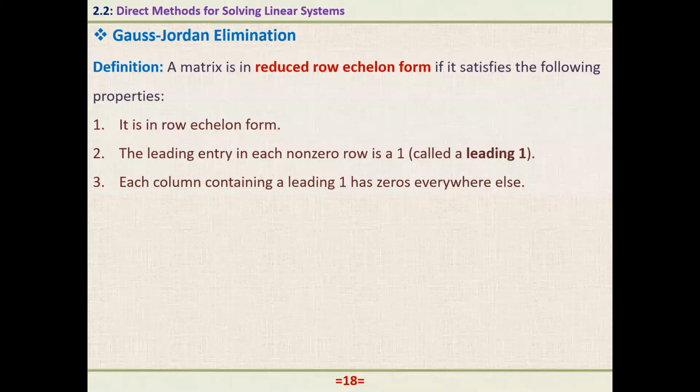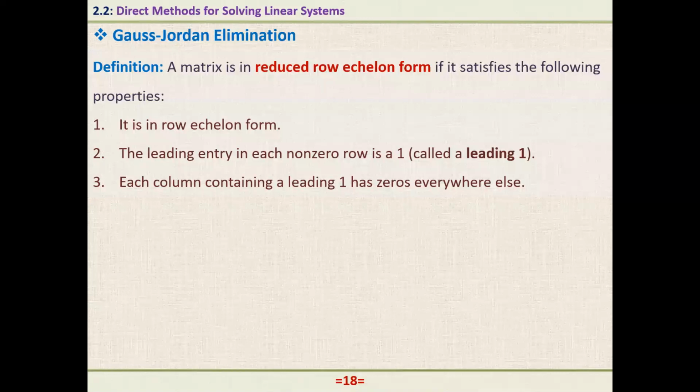Anyway, so here, what is the difference? Before, we were using row echelon form. Now we are adding one more word, right? That is reduced. Actually, it is a more simplified form. So a matrix is in reduced row echelon form if it satisfies the following properties. Number one is it is in row echelon form. Okay, we know what we mean by this now. Number two, the leading entry in each non-zero row is a 1.